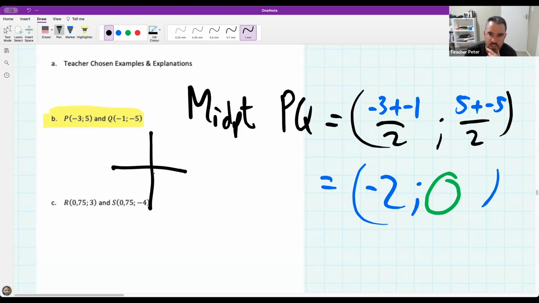If you imagine a Cartesian plane, it would be 2 to the left. Okay, so 1, 2, but it would be on the x-axis. And that would be the point.